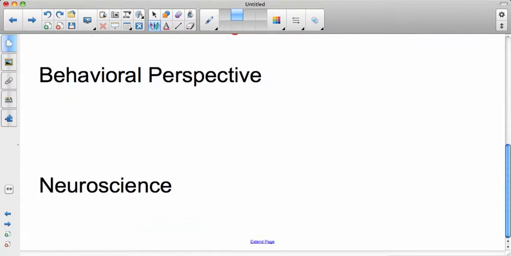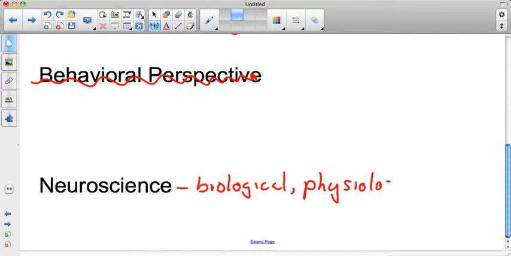Neuroscience. So we're getting rid of that, and neuroscience is the biological, physiological, and chemical approach to the brain.